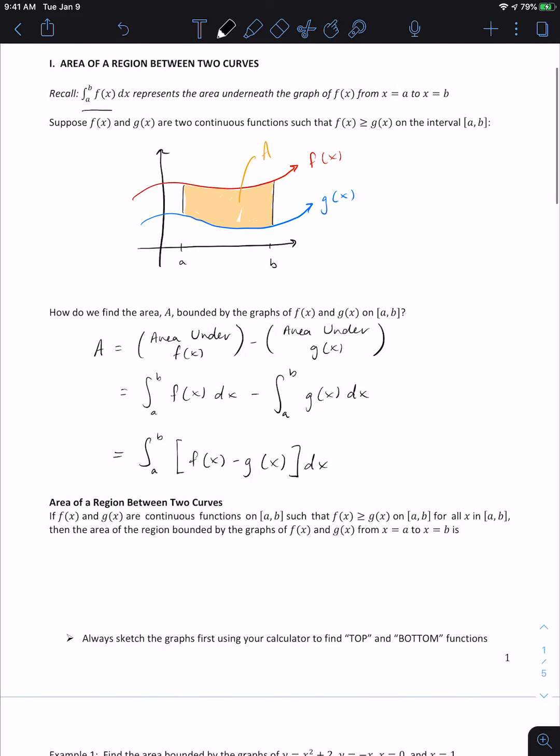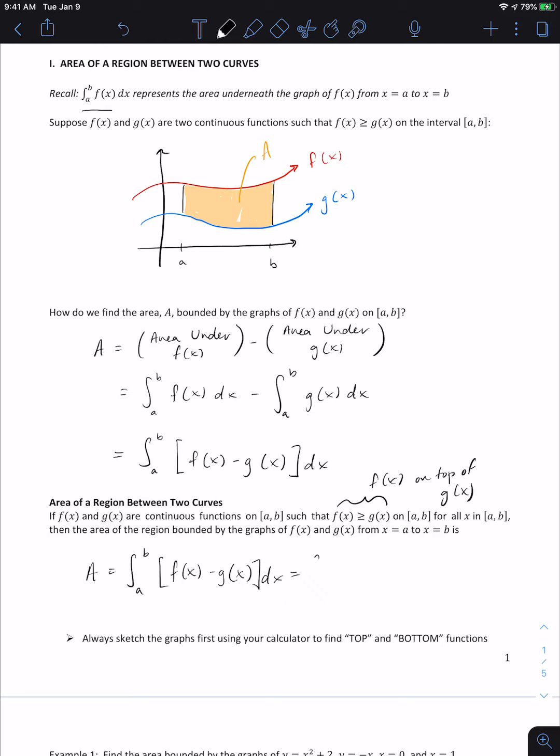We just found out that if I want to find the area of a region between two curves, and f of x is a continuous function and g of x is a continuous function on the interval from a to b, such that f of x is greater than or equal to g of x, meaning f of x is on top of g of x, then the area bounded by the graphs of f of x and g of x is exactly the formula we just found: the integral from a to b of f of x minus g of x dx.